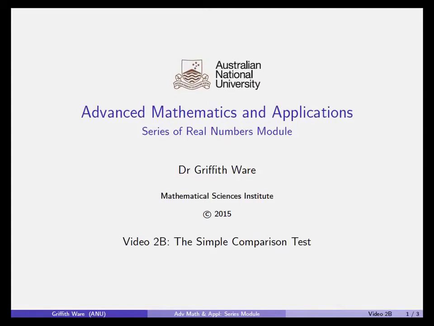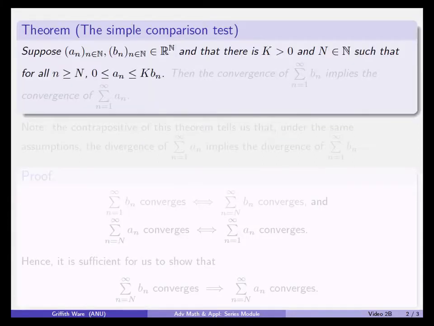In this video, we will discuss the proof of the simple comparison test. Okay, so what does the simple comparison test say? Well, the setup is that we have two sequences of real numbers and some constant k such that eventually both sequences are non-negative. So this condition here is saying that once we get past the point capital N in the sequence, AN is non-negative, and therefore by implication BN is also non-negative.